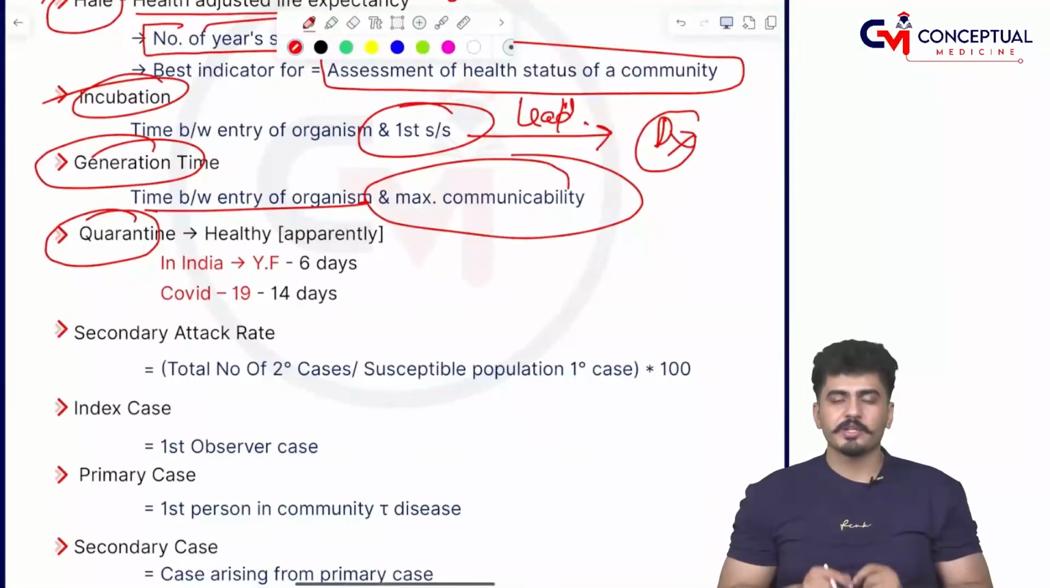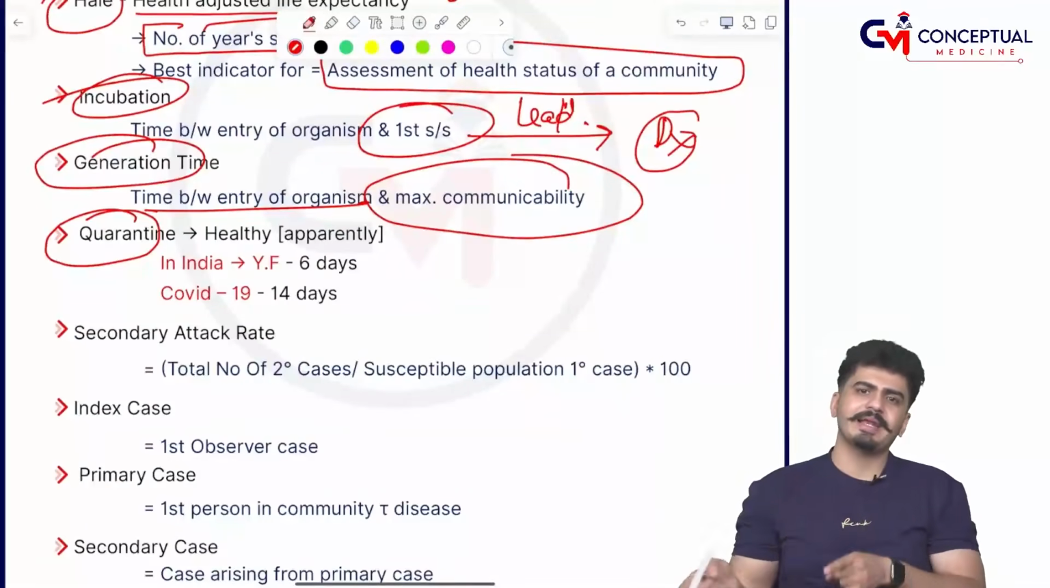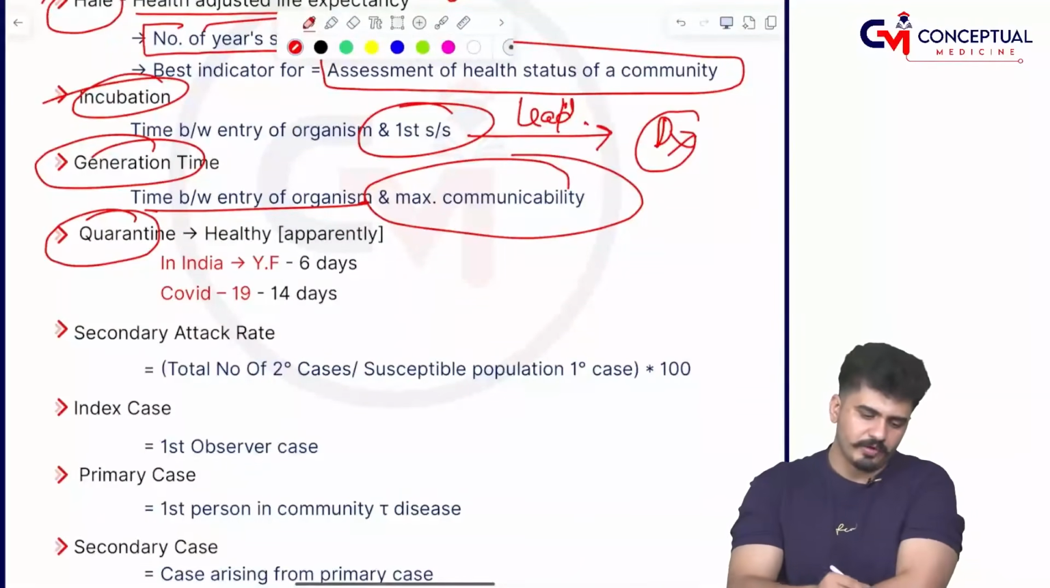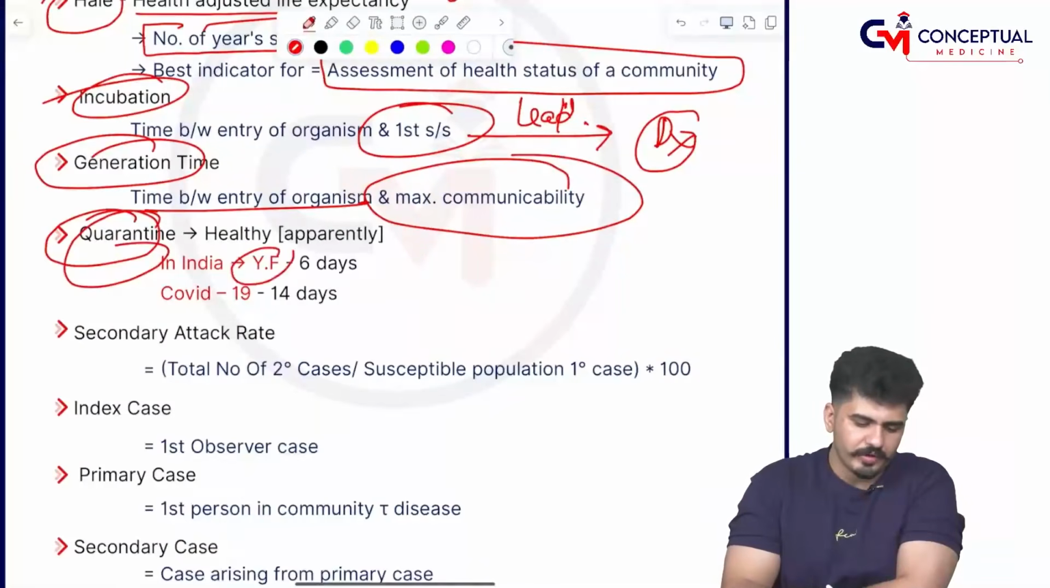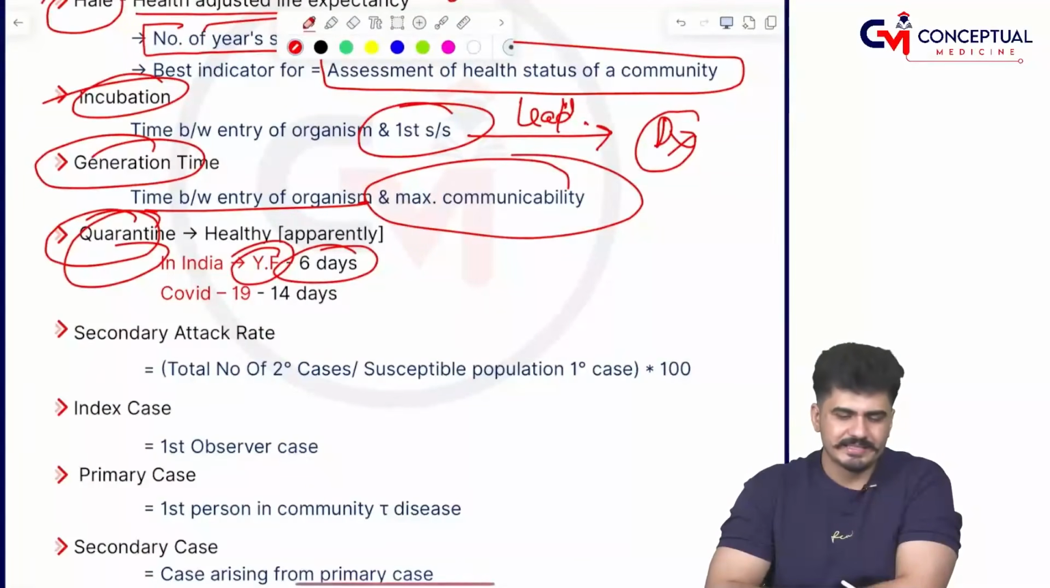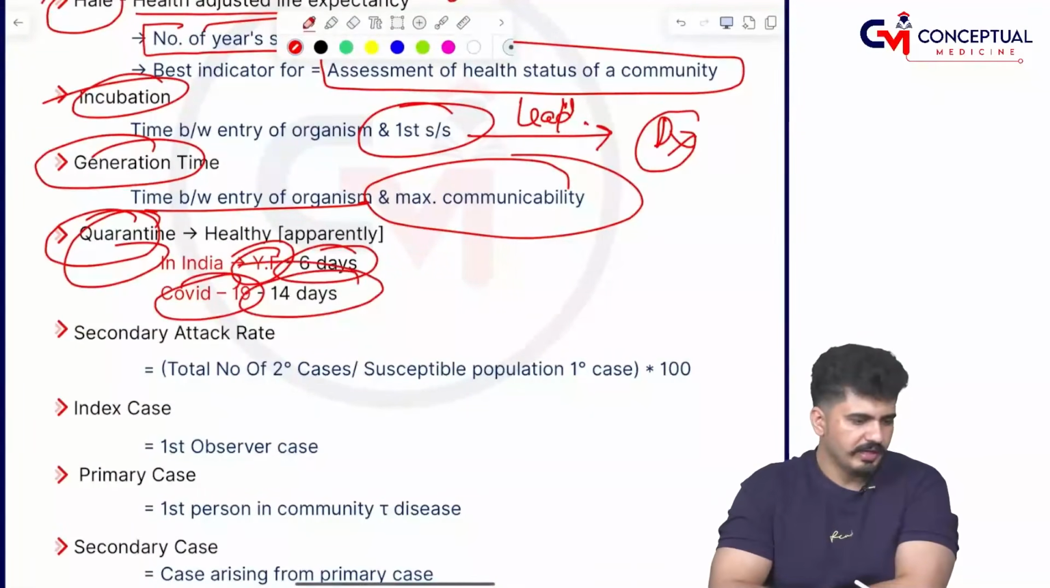If you are a diseased person you will be isolated. If you are apparently healthy then you have to go for the quarantine. In India we have to go for yellow fever for 6 days and COVID-19 for 14 days.